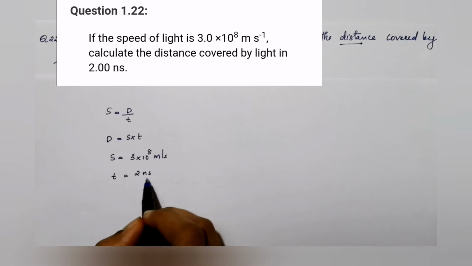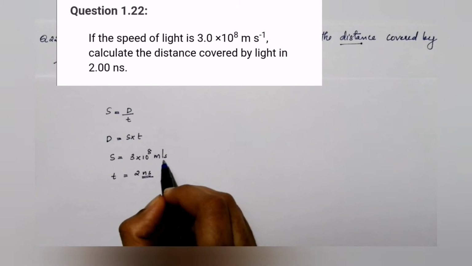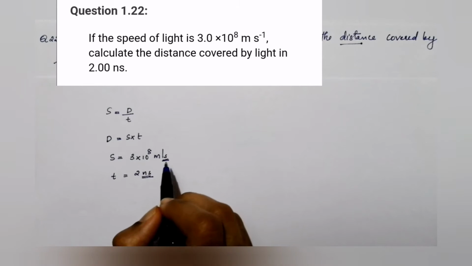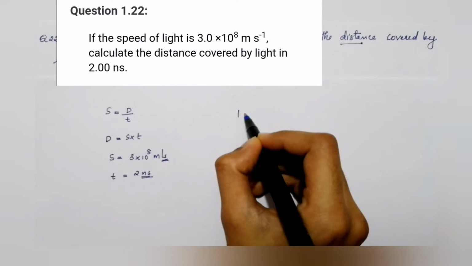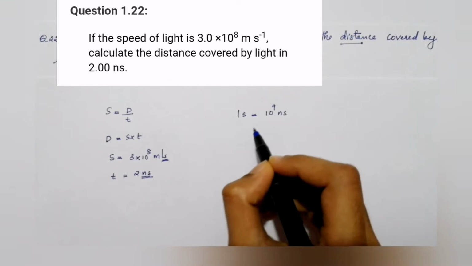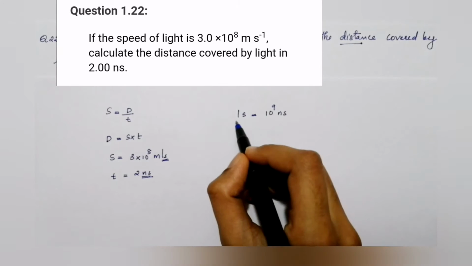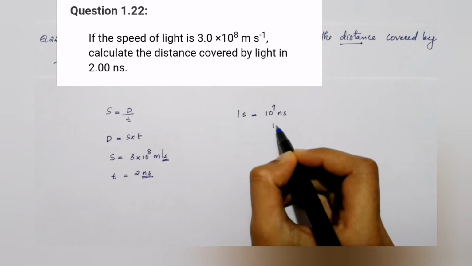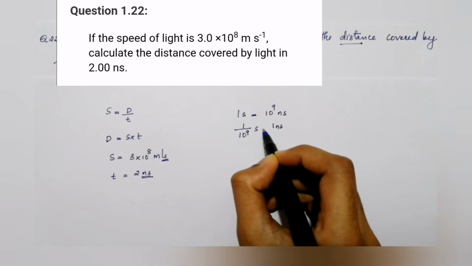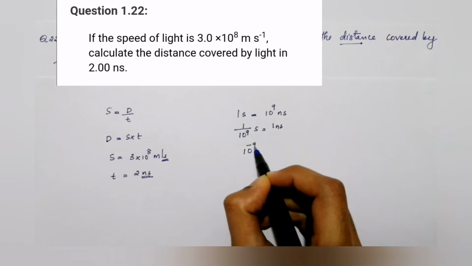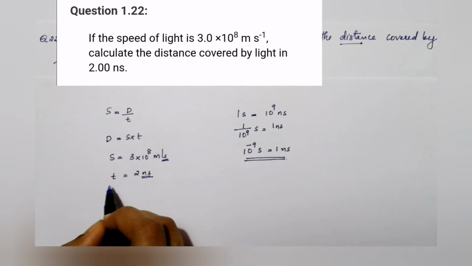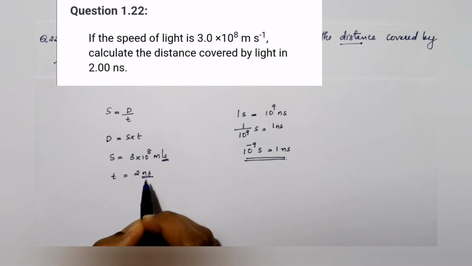We know that time is given in nanosecond, whereas the speed is given in seconds. So we are trying to convert this nanosecond to second. For this, we know that 1 second is equal to 10 power 9 nanosecond. We have to convert nanoseconds into seconds. So let us see how much 1 nanosecond is. We know that it is 1 by 10 power 9 second, or 10 power minus 9 seconds is equal to 1 nanosecond. Now we have to convert this 2 nanosecond into second.